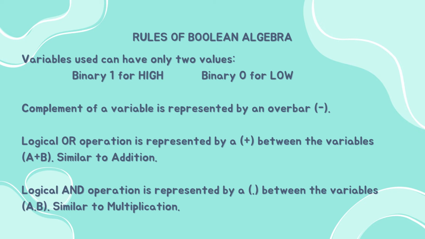Logical OR operation is represented by a plus between variables. Example, A plus B. So we read it as A or B. Logical AND operation is represented by a dot between variables. Example, A dot B. We read it as A and B.